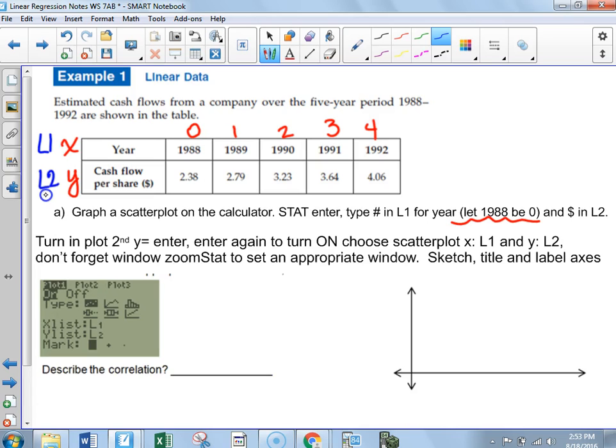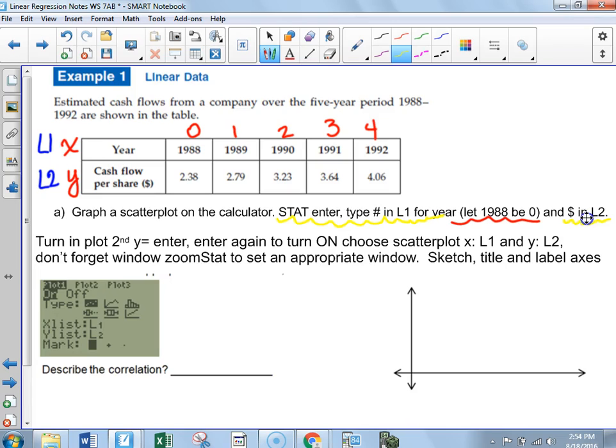And then we're going to turn on the stat plot and look, okay? Now, I don't see where it says on this screen how, oh yes it does, right here. I just want to make sure you know where the directions are, okay? Right here, it says you're going to go stat, enter, and type the numbers into list 1 for the years and the dollars into list 2.